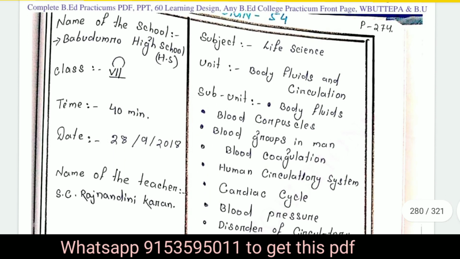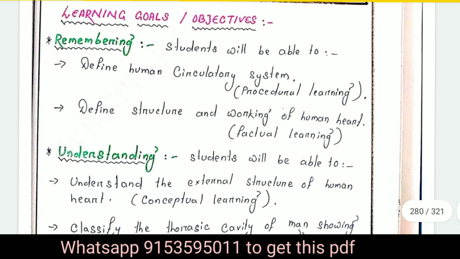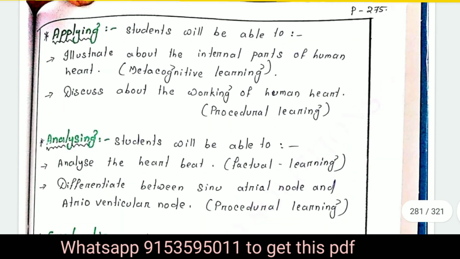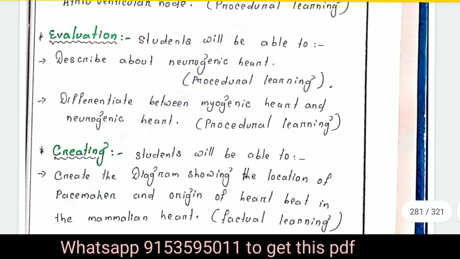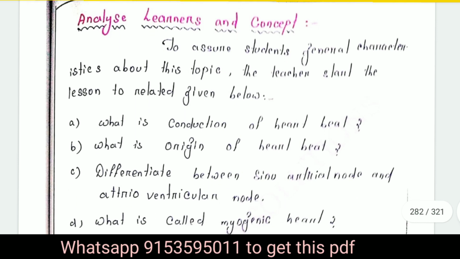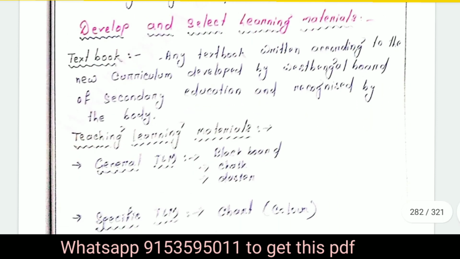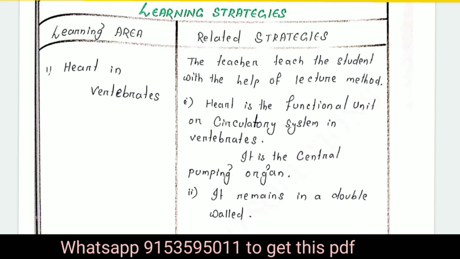Now we are coming to our learning design number 54. Today's lesson, human circulatory system. Learning goals or objective, remembering, understanding, applying, analyzing, evaluation, creating. Analyze learner and concept. Here some questions are as follows. Developed and select learning materials: textbook, teaching learning material, general TLM, specific TLM. Learning strategies, learning area related strategies.